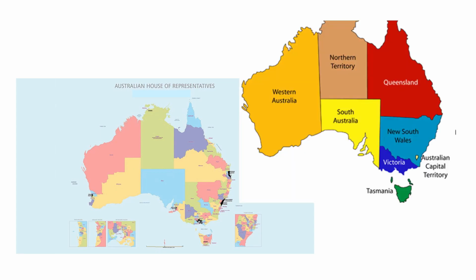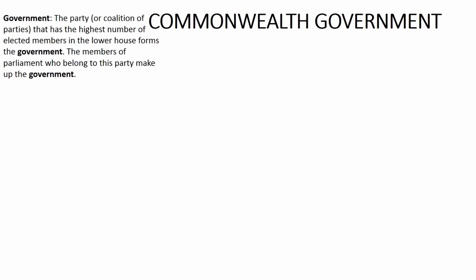And here we have a picture of Australia divided into its 6 states and 2 territories. Again, as I've said, each of the 6 states elects 12 senators to represent that state in the Senate, and each of the 2 territories elects 2 senators to represent that territory in the Senate. Most of you will have heard of the Commonwealth Government, which is also known as the federal government. It's very important not to confuse the Commonwealth Government with the Commonwealth Parliament.